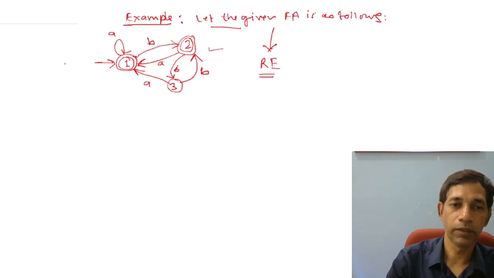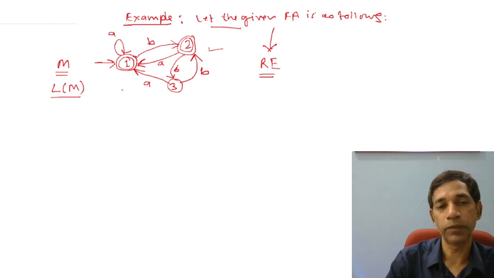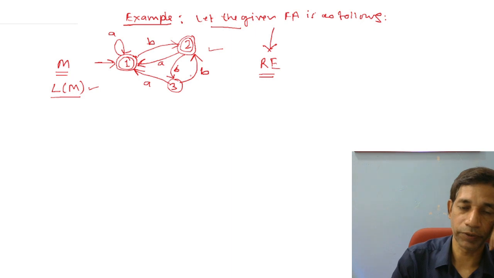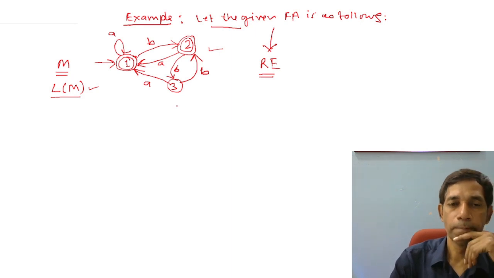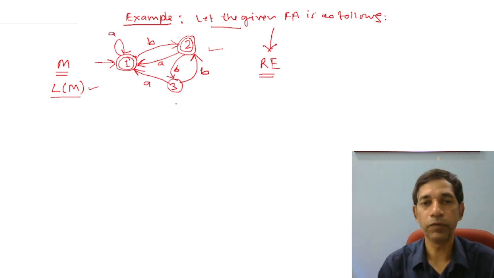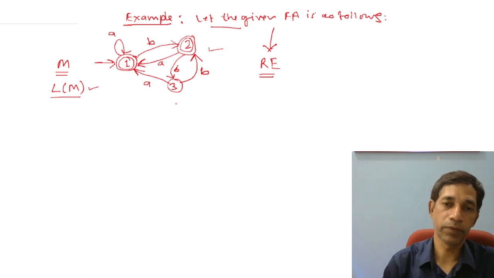Say this is the machine M. The language defined by the machine is what? This is L(M), the language accepted by this machine. So we are going to obtain the regular expression such that the value of the regular expression is the same as the language accepted by the machine. This is our objective. So we need to obtain the regular expression for this given FA.